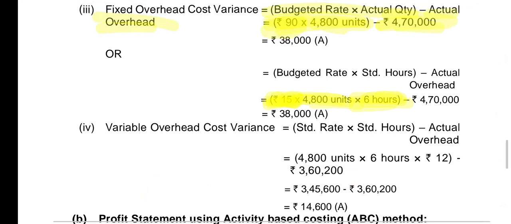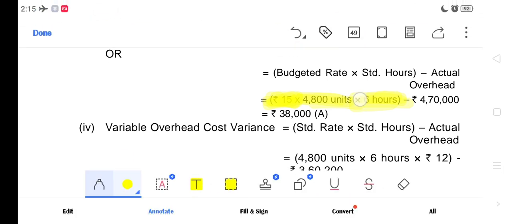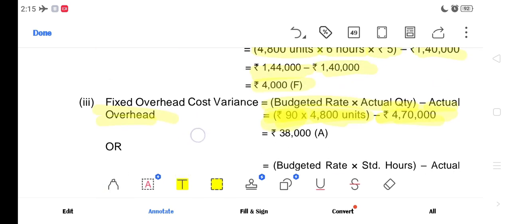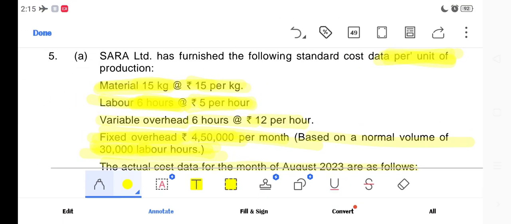So per unit 6 hours, per hour 15 rupees, so 90 is per unit. For 4,800 units, 90 into 4,800, we get 4,32,000. If we subtract 4,32,000 minus 4,70,000, we get a negative figure, 38,000. Do we put adverse or favorable? Adverse, because it is a negative figure. So 38,000 adverse, right? Fixed overhead cost variance is also done.